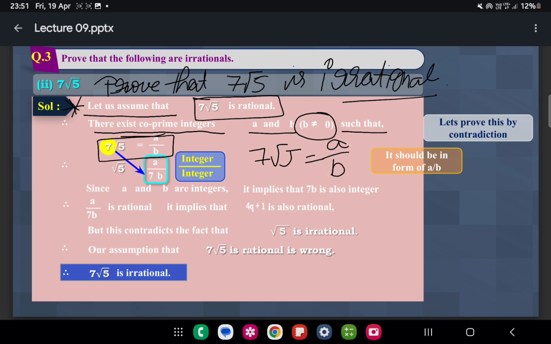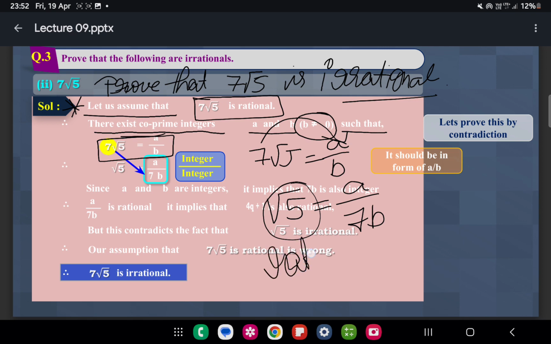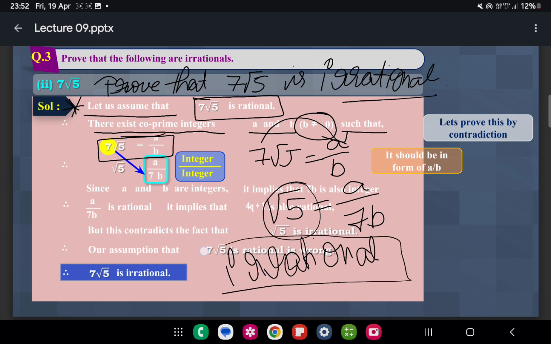Then 7 is not under any root, so shift the 7 to this side and it will come to the denominator. We can write it as root 5 is equal to a by 7b. Already we know from previous problems that root 5 is irrational. If we have considered that 7 root 5 is rational, then a by 7b is also rational, but root 5 is irrational, so a by 7b would also have to be irrational.